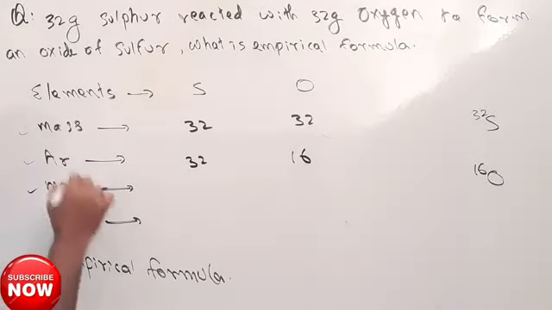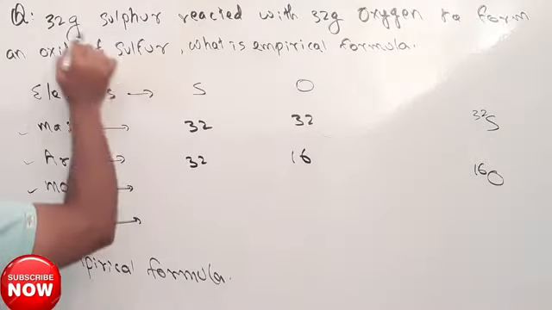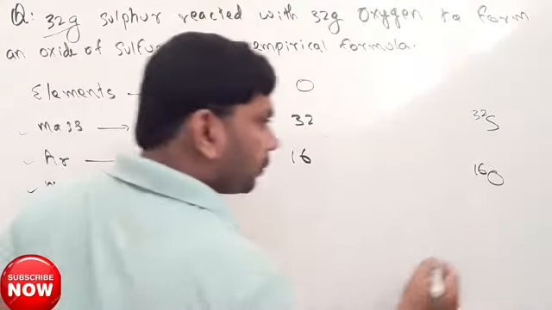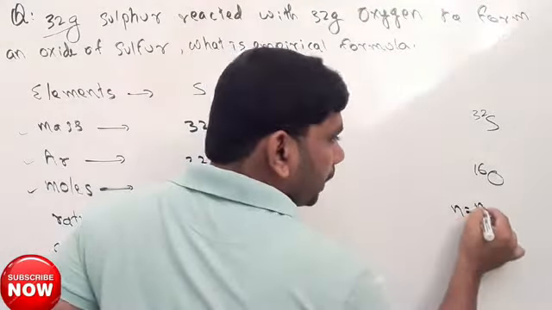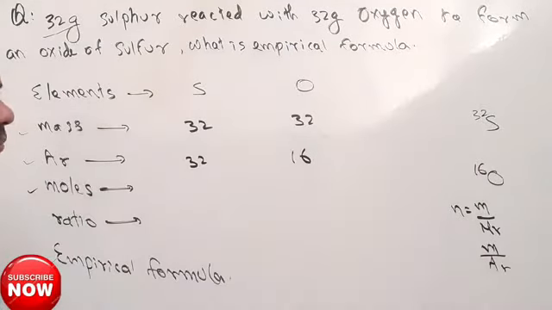Next we need to find the number of moles. How can you find moles? We discussed before, number of moles is equal to mass over molar mass, or mass divided by relative atomic mass. Using this equation you can find the number of moles.